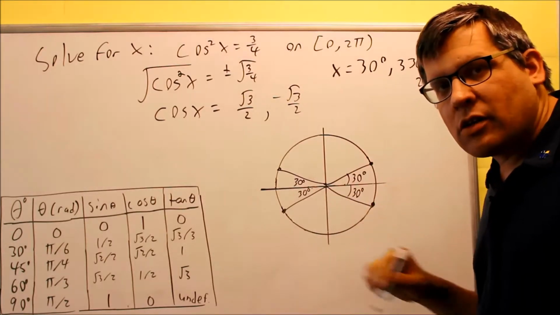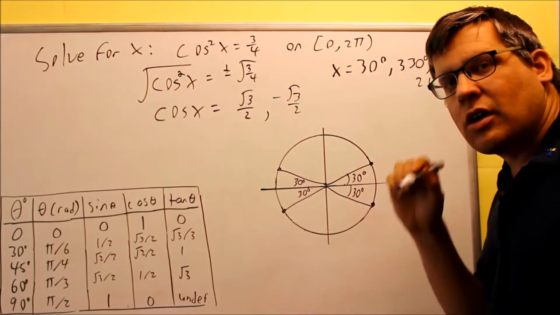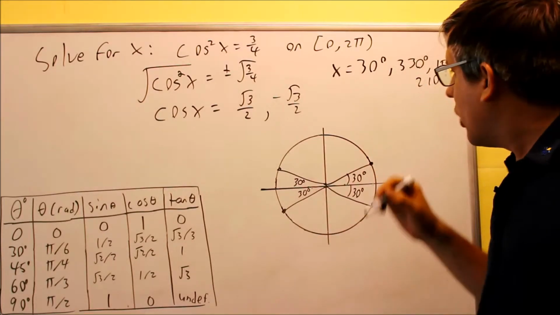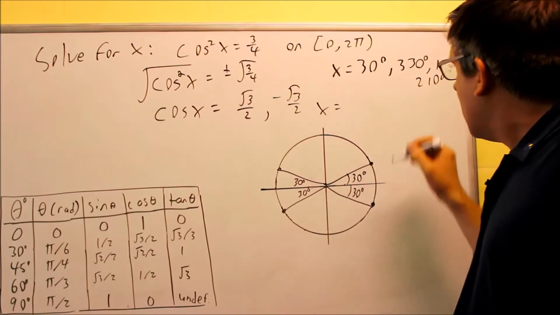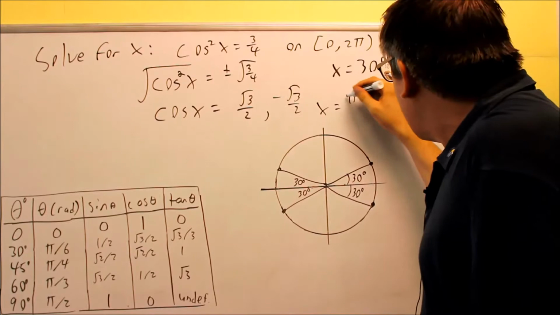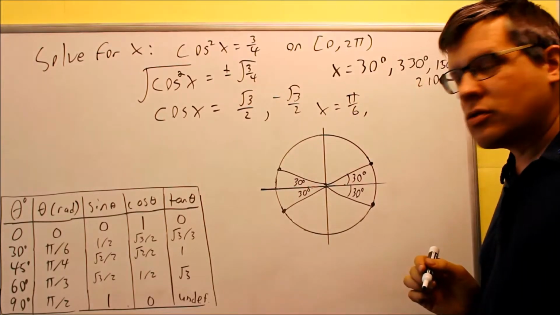And now I just have to go back and convert all those over into radians. And I can use my formula. I'm multiplying all these by pi over 180. So now if I were to do that and rewrite them, well, 30 degrees I have right here. That's going to be pi over 6. So I already have that one. Pi over 6 is one of the answers.